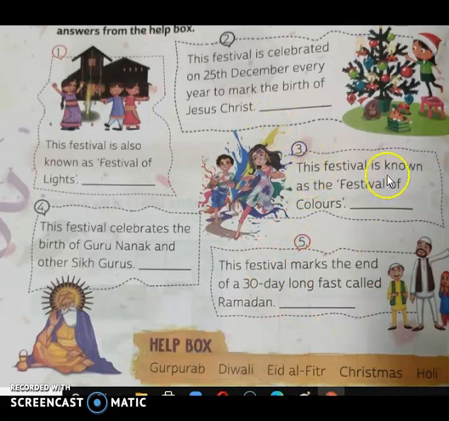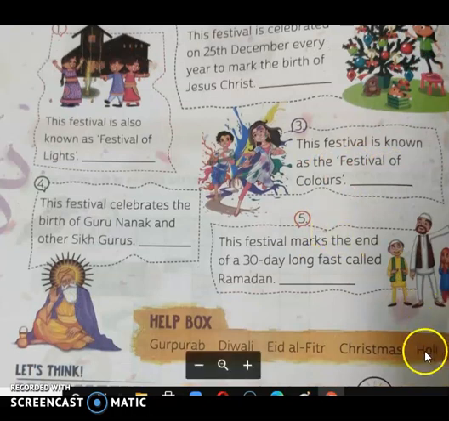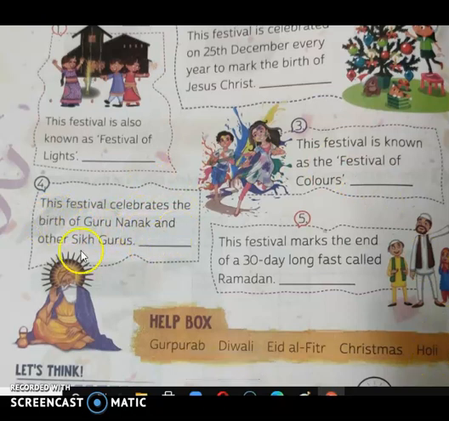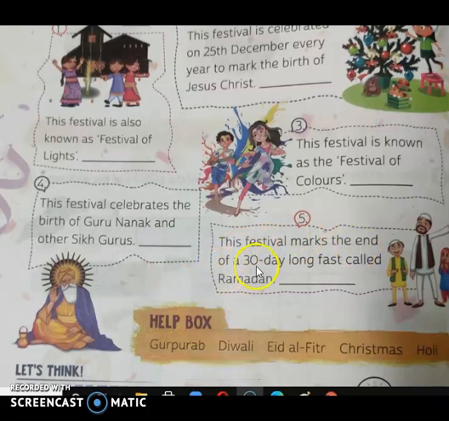Third one, this festival is known as Festival of Colors. Obviously, Holi. Fourth one, this festival celebrates the birth of Guru Nanak and other Sikh Gurus. Yes, it is Guru Purab. I think the spelling is Gurupurab. Fifth one, this festival marks the end of a 30-day long fast called Ramzan or Ramadan, however it's pronounced. The answer is Eid al-Fitr.